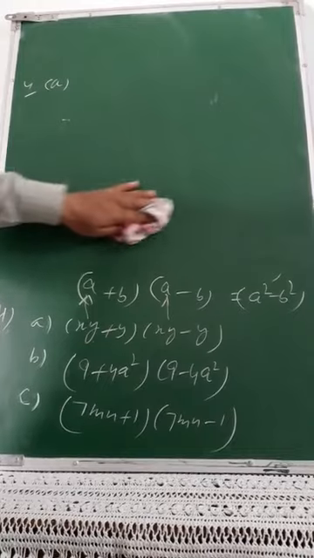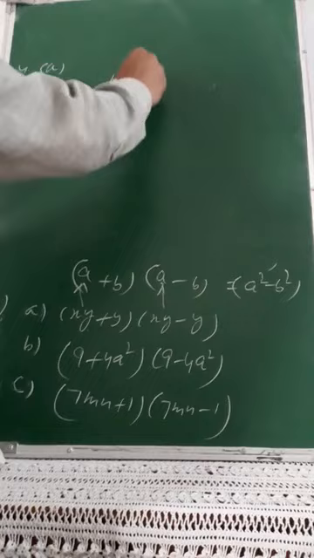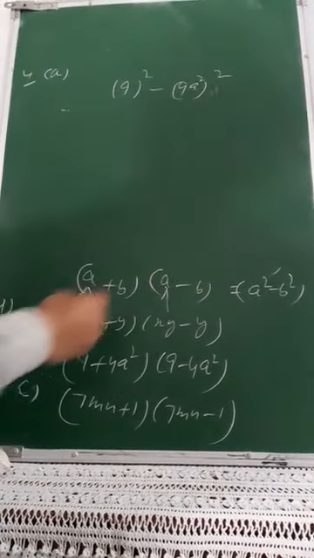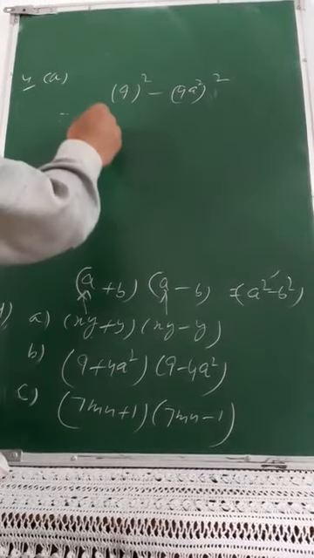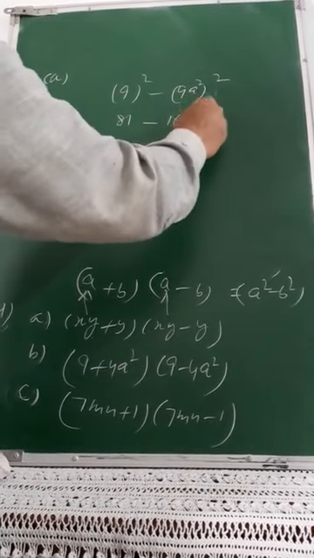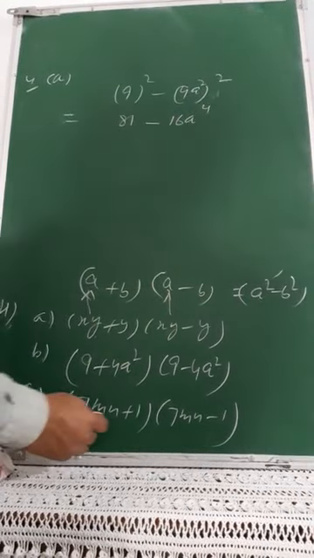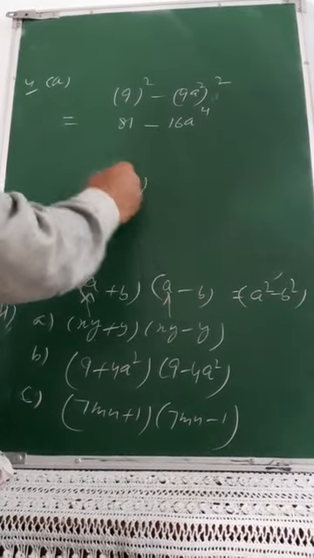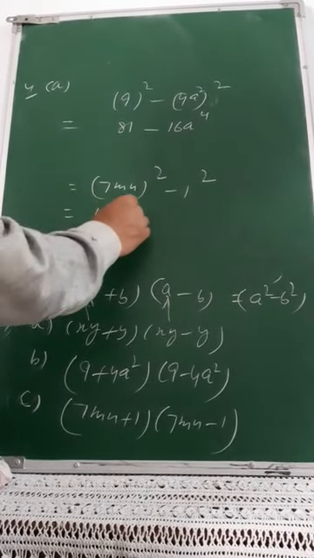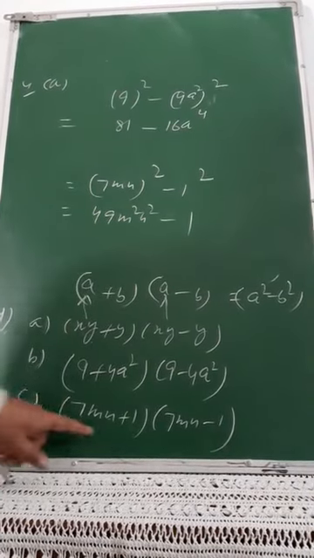And then your next was 9 plus 4a square. So this is 9 square minus (4a square) whole square, a square minus b square. So 9 square is 81, and (4a square) whole square is 16a raised to the power 4, and leave your answer here only. Then similarly, the last part is your (7mn) square minus 1 square. So your answer will be 49m square n square minus 1. So this will be the answer for your third part.